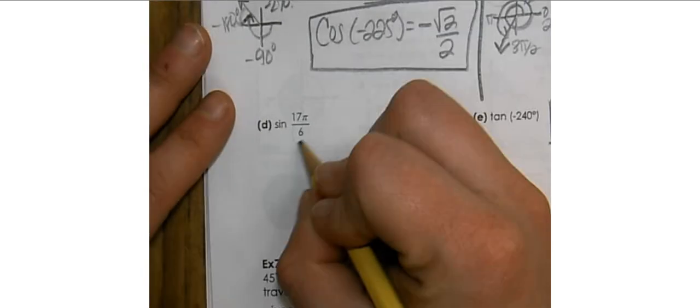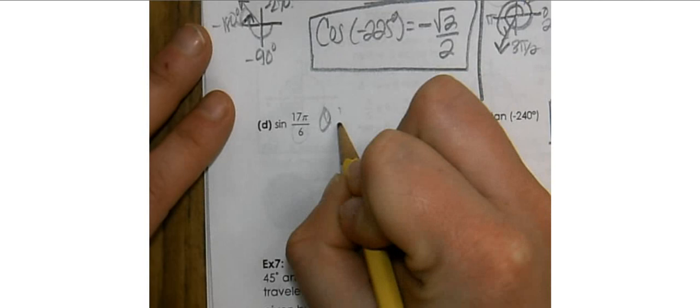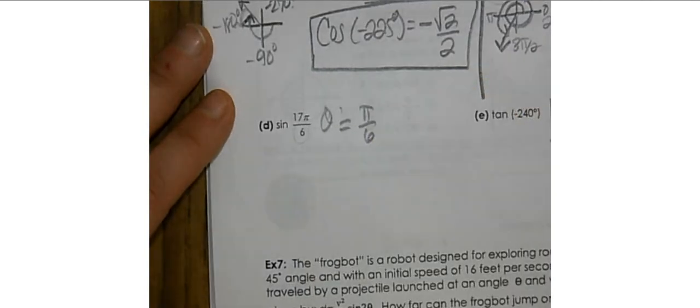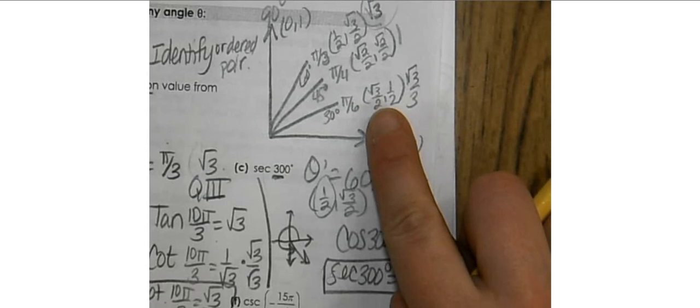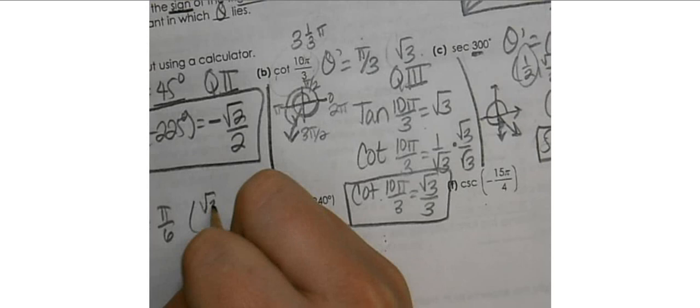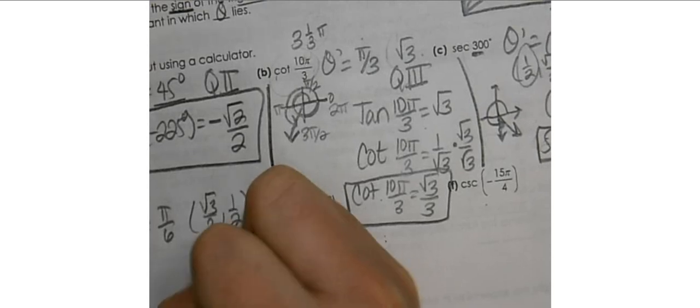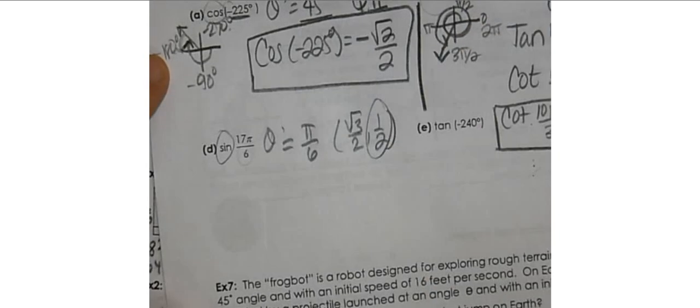All right, let's go ahead and look at letter D. So for letter D, we have the sine of 17 pi over 6. What's really nice is that we know a reference angle. It's based on our denominator, and our reference angle is going to be pi over 6. Pi over 6 has an ordered pair of square root of 3 over 2, 1/2, and we want the sine of that angle. So sine is your y value, so I'm going to be working with 1/2.